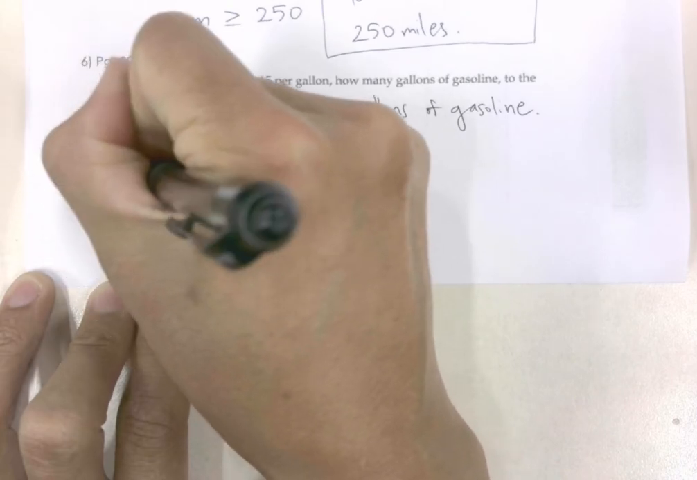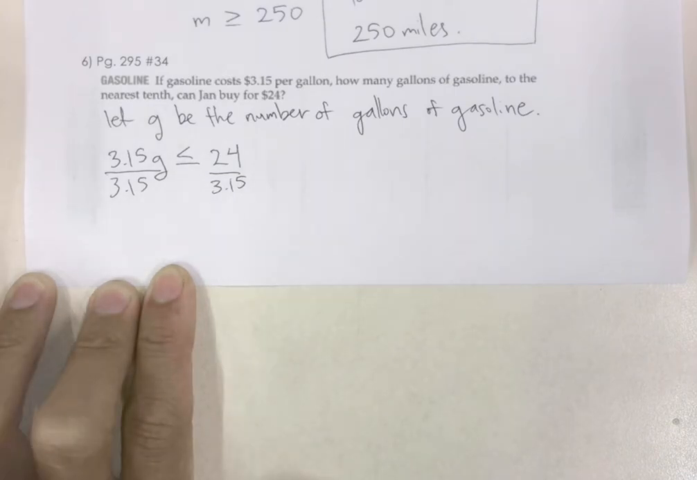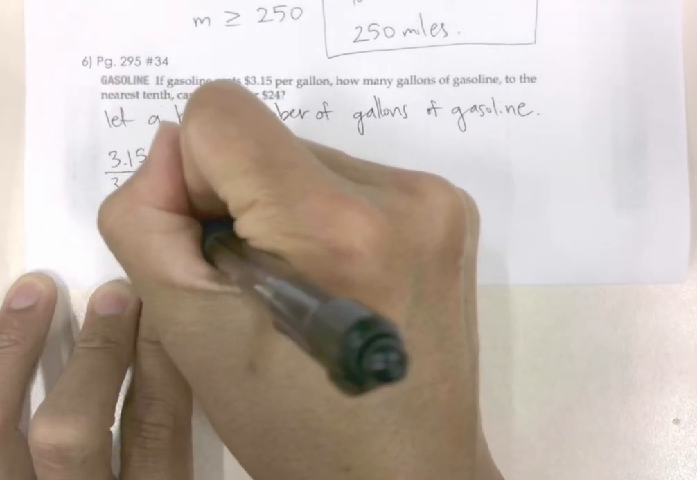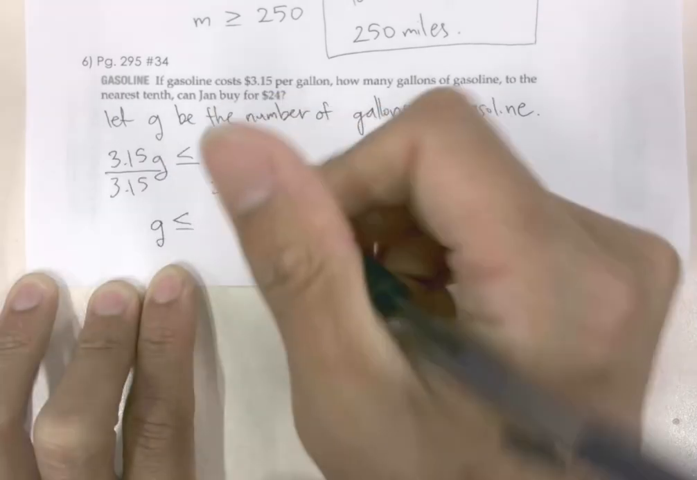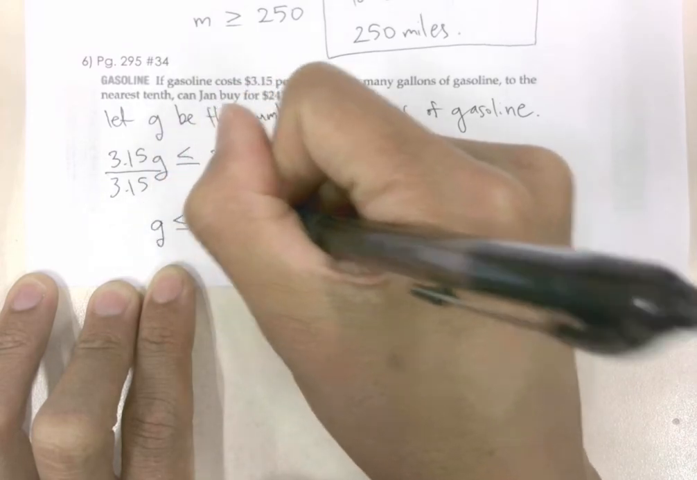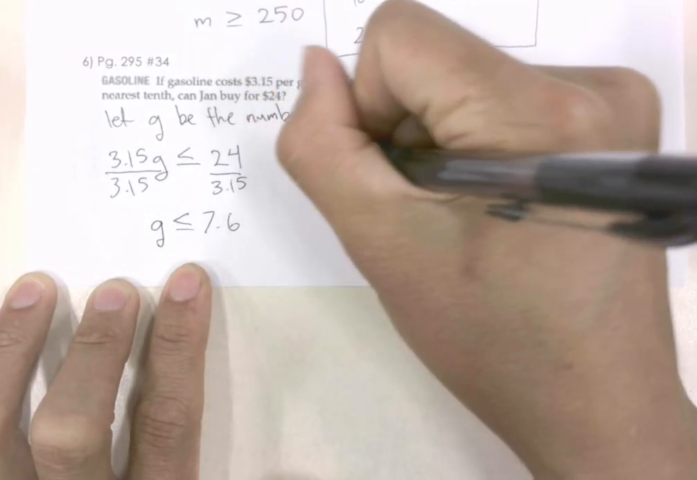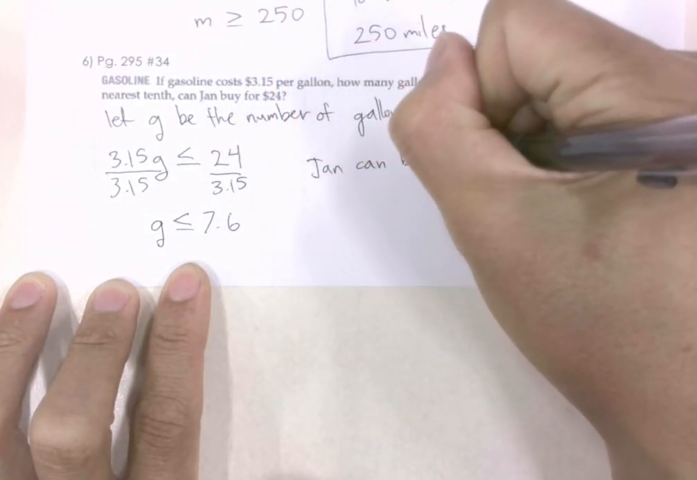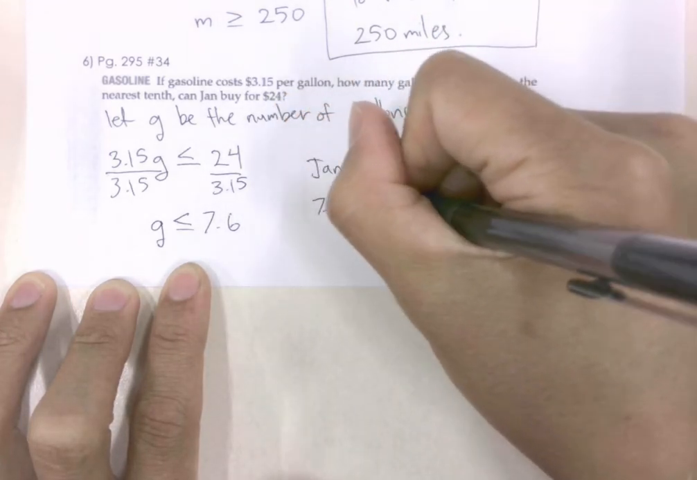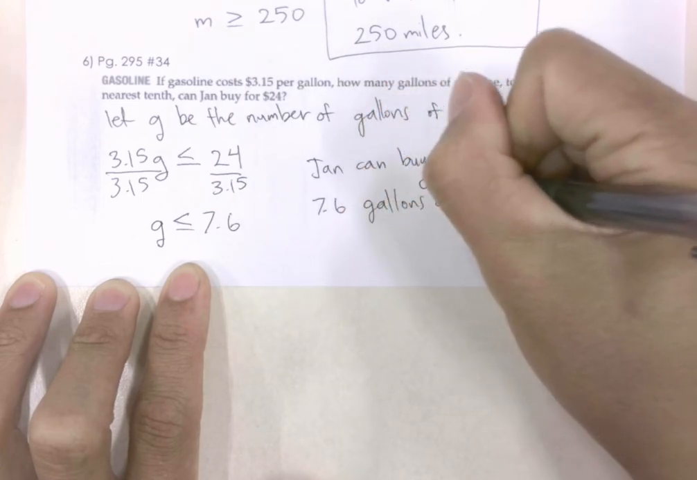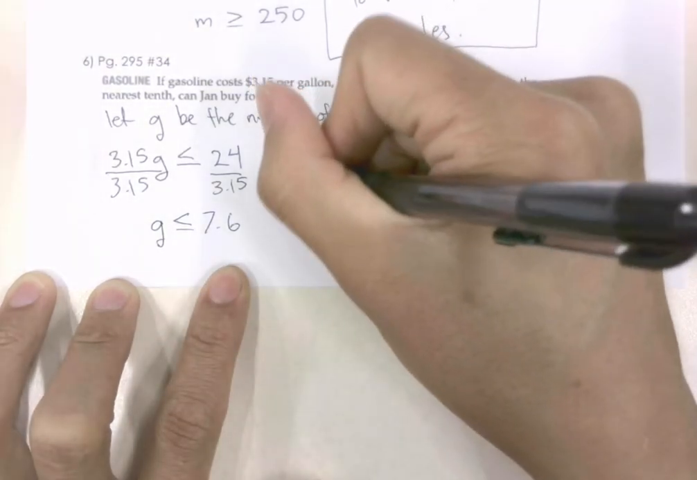Let's start by dividing both sides of the inequality by 3.15, and we will get G is less than or equal to 7.6. What does this mean? This means Jan can buy up to 7.6 gallons of gasoline. And I will put a box around this.